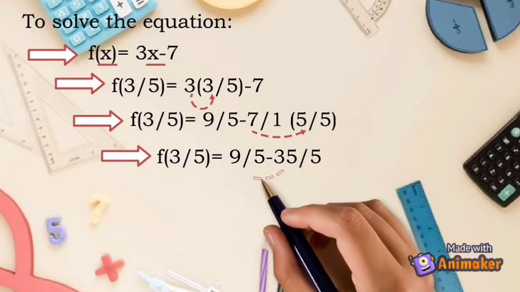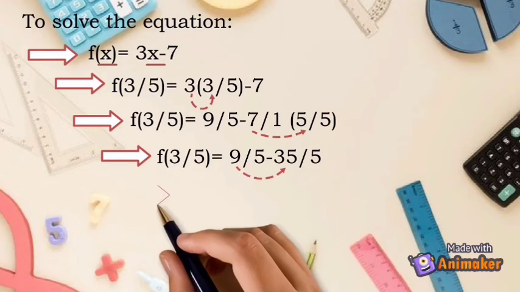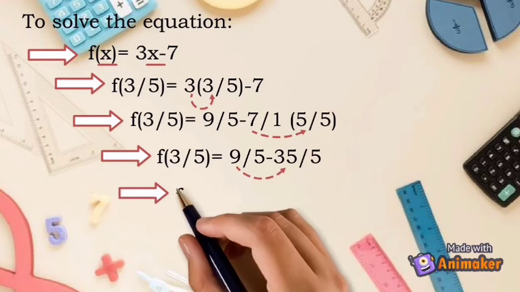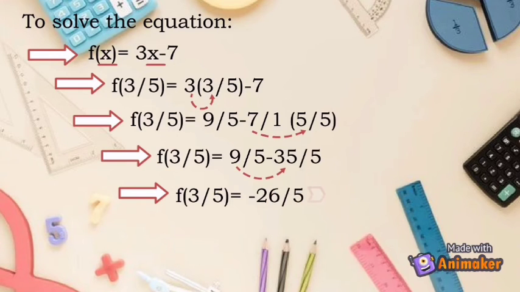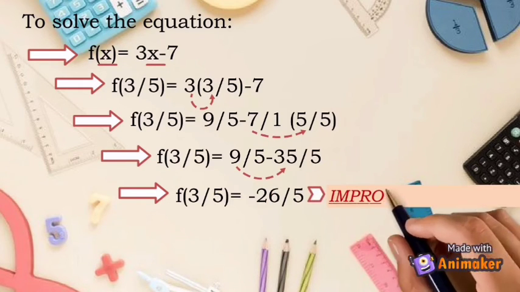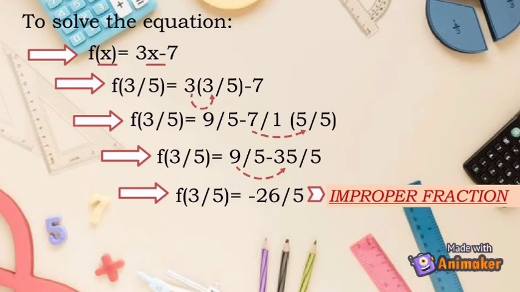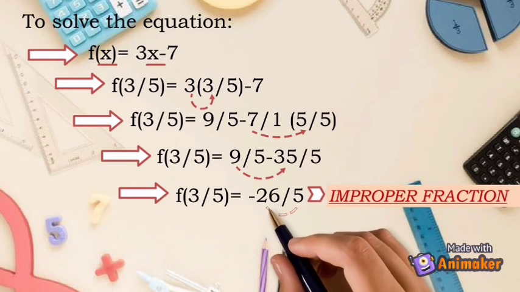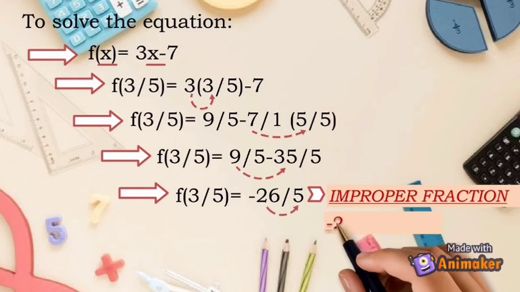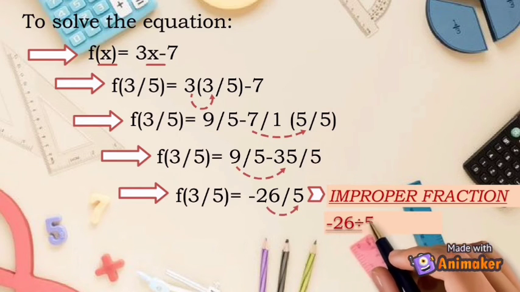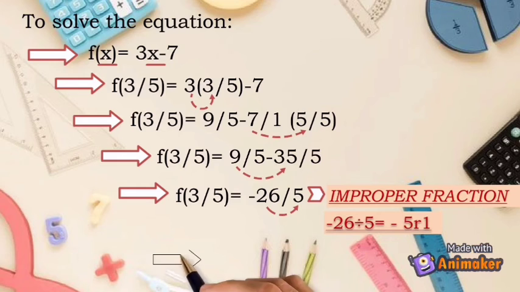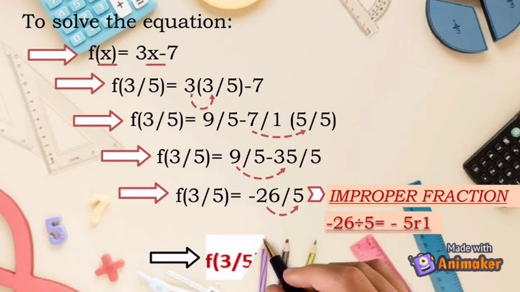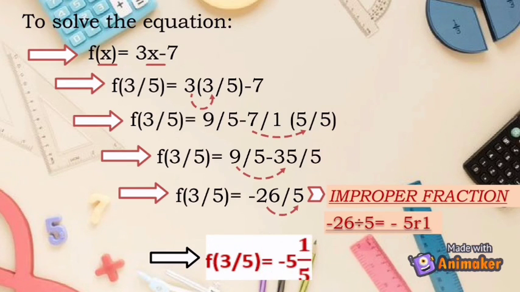Then, subtract 35 from 9. Now, we have the answer. F of 3/5 is equal to negative 26 over 5. Since it's an improper fraction, we will convert it into a mixed fraction. To do that, we will divide negative 26 by 5, thus having the answer of 5 with a remainder of 1, leading us to the final answer of f of 3/5 is equal to negative 5 and 1/5.